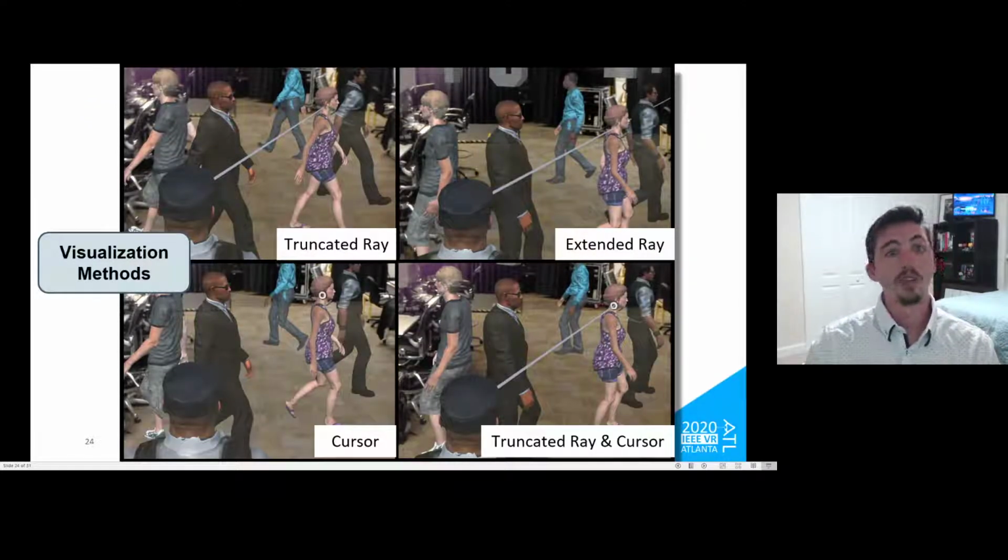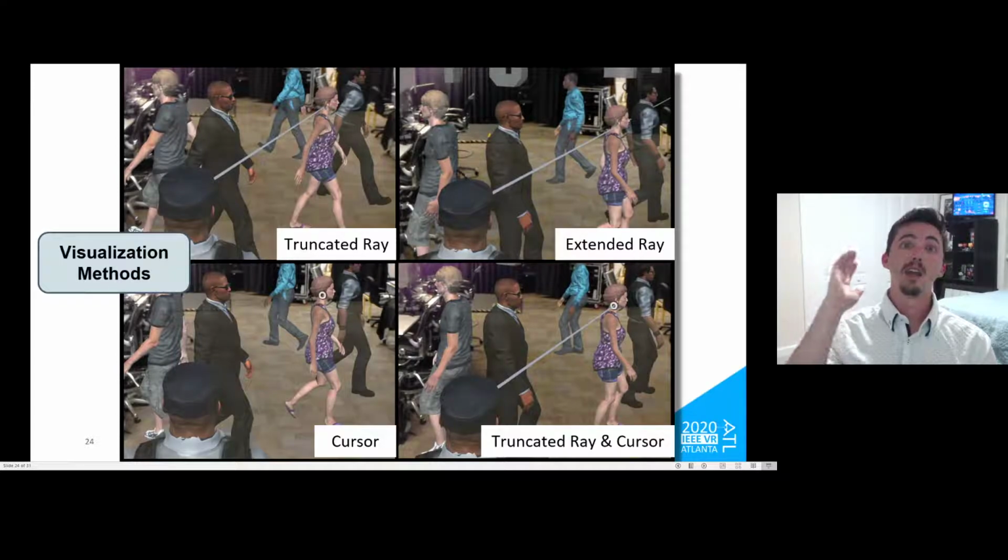So on the left, we see our 2 familiar visualizations that we just saw. In the bottom right, we see a new visualization which combines the 2. So it's just the ray with that cursor added onto the termination point. In the top right, we have a new visualization called extended ray, and in this case, that ray does not depend on depth information and instead extends way past that target to a theoretical infinity, which we set to be 20 meters for the purposes of our experiment.